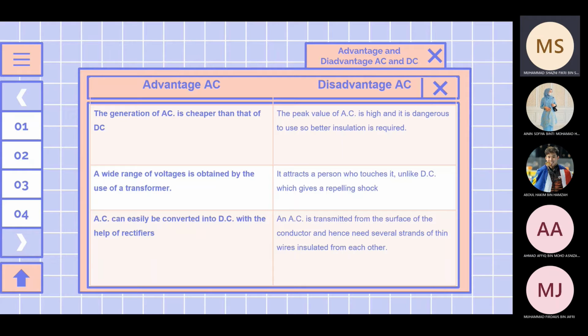The disadvantage is the peak value of AC is high and it's dangerous to use, so better insulation is required. It attracts a person to touch it, unlike DC, which gives a repelling shock. And AC is transmitted from the surface of the conductor and hence needs several strands of thin wire insulated from each other.